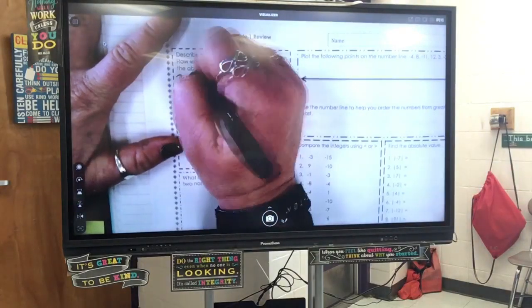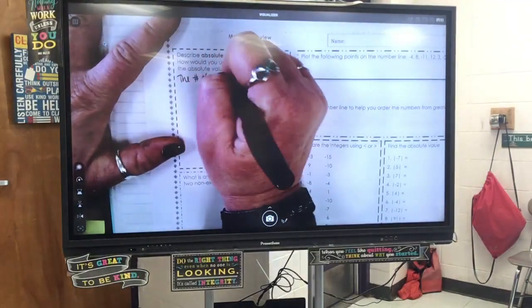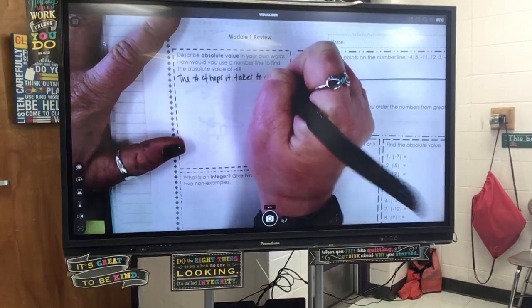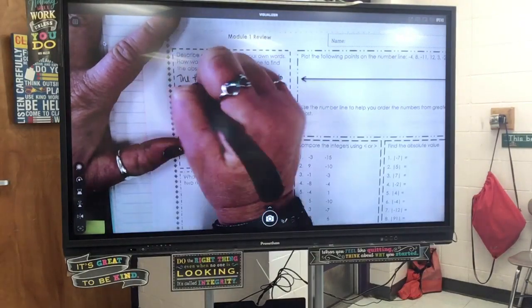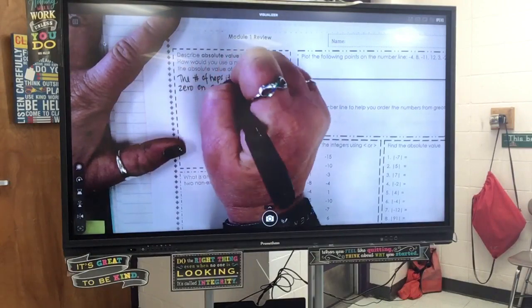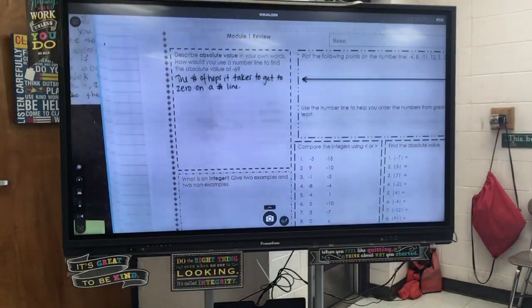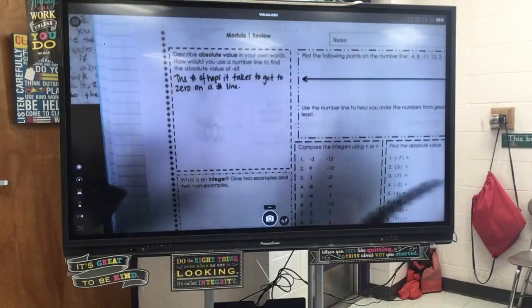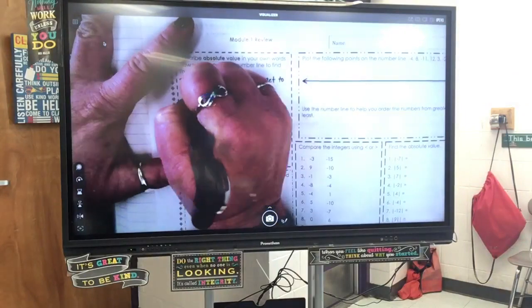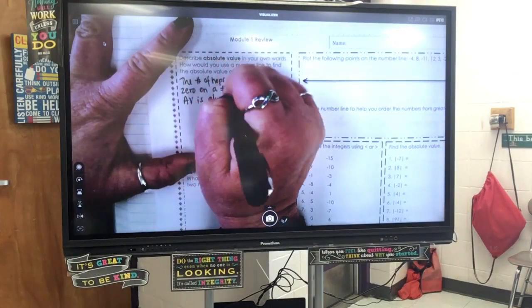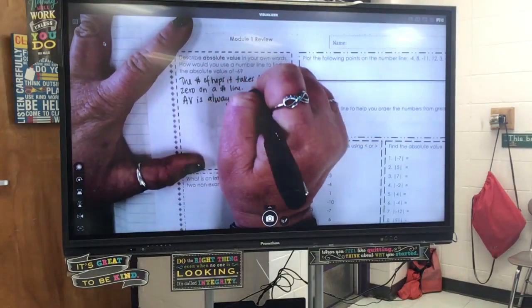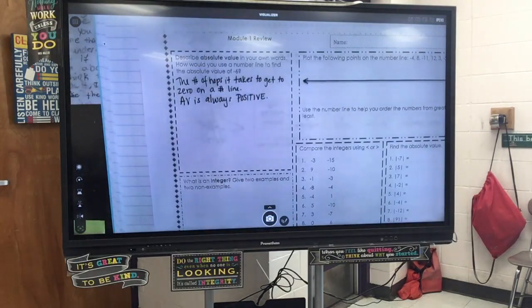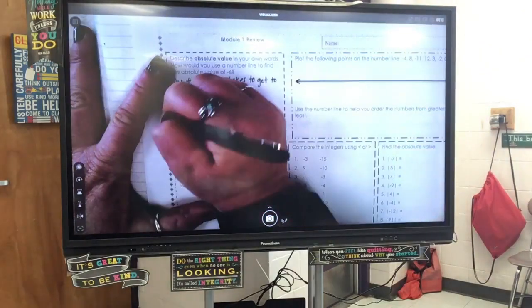Okay, so the number of hops it takes to get to 0 on a number line. And then what do we know that's super important about absolute value? So absolute value is always positive. Okay? And then you and your partner are going to be answering the other question. Alright? So this was number 1.